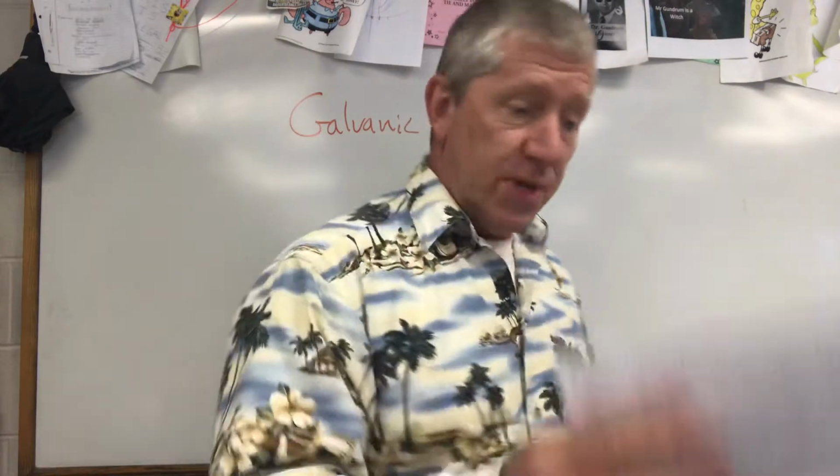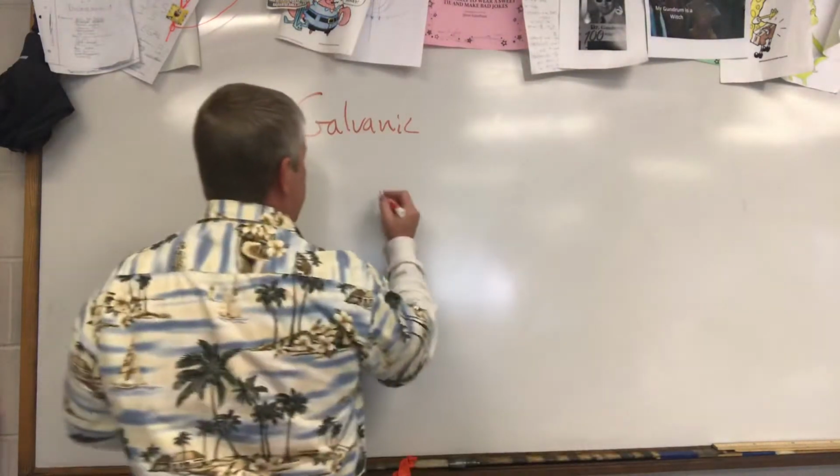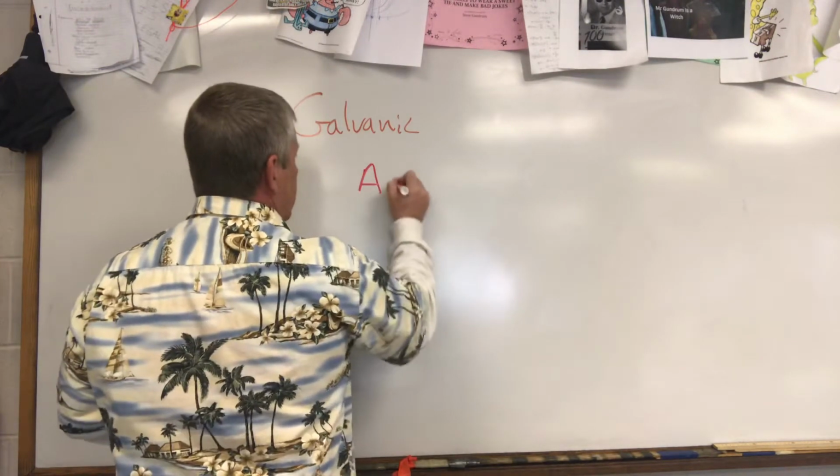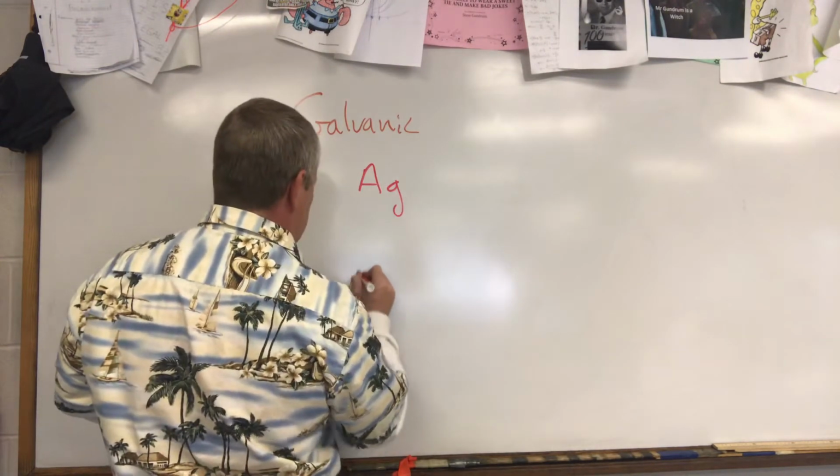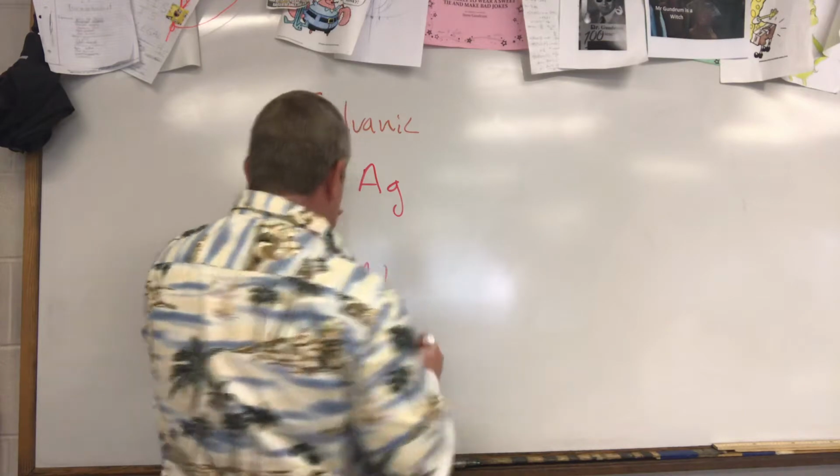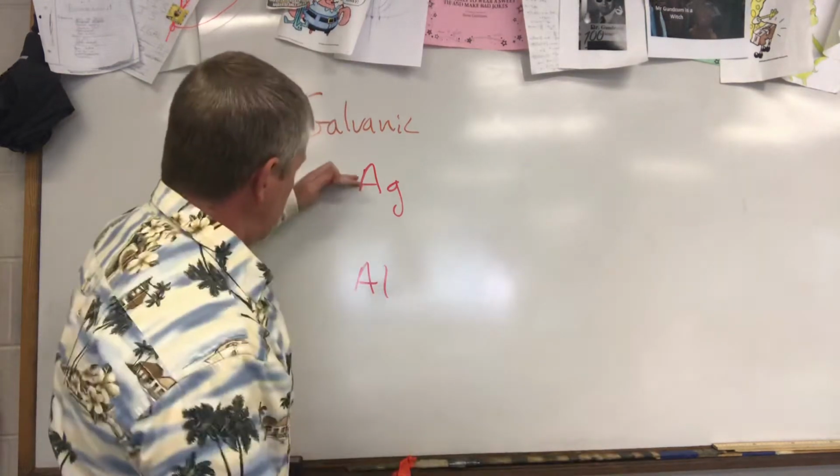Okay? All right. Galvanic cells are going to have two metals. So we're going to always compare two metals in their position on this table. Higher one up, reduced, the lower one oxidized. So in this case, I know the silver becomes reduced because it's higher on the table. So let's take a look at this. Silver and aluminum. On the table, silver's higher than aluminum.